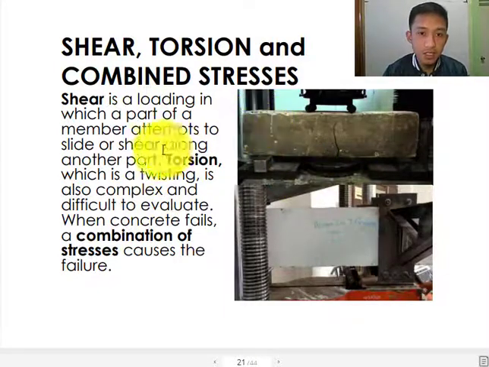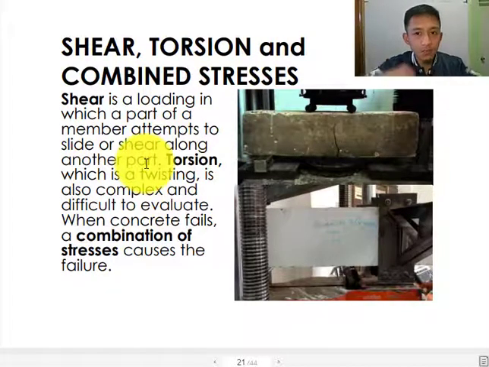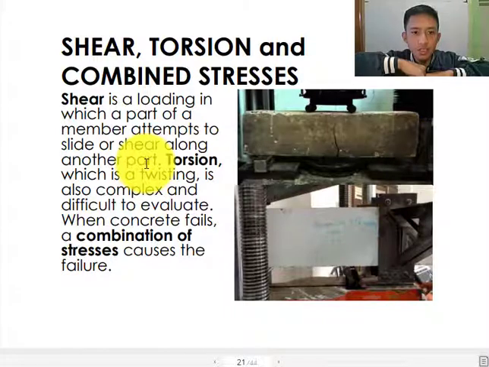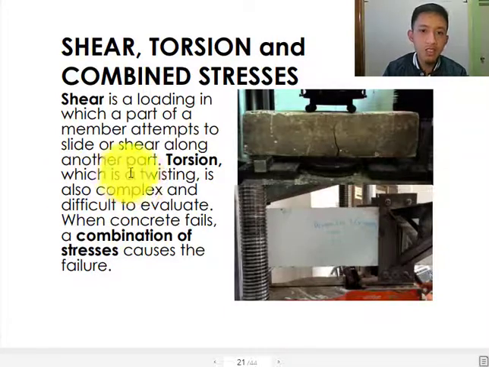Shear is a loading in which a part of the member attempts to slide or shear along another part. So that is again friction, the ability of the concrete to resist friction, or shear, or sliding from each other. Torsion, which is twisting, is also complex and difficult to evaluate.